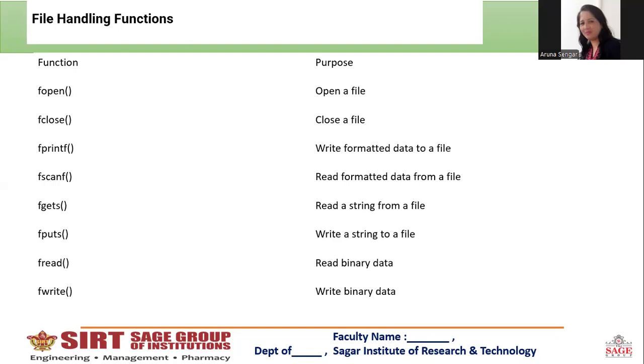File handling functions: fopen is for opening a file, fclose closes a file, and when we write data into a file, we use the fprintf function. And when we read data from a file, we use the fscanf function. We also have the fgets function that reads a string from a file, and the fputs function that writes a string to a file. fread reads binary data, and fwrite is used to write binary data.